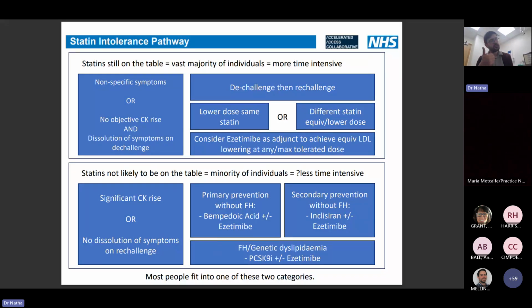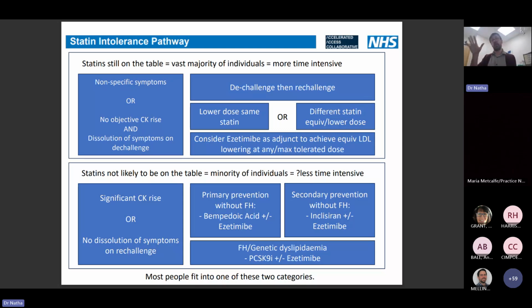And I put in that point about de-escalating rather than de-challenging, because for those who you're treating for secondary prevention, it is much better to do a swap of a medication rather than taking them off medication completely, as that can have an adverse outcome for any background atherosclerotic disease that you're trying to keep at bay. And so in secondary prevention or very high risk individuals, think about swapping rather than de-challenging and re-challenging.